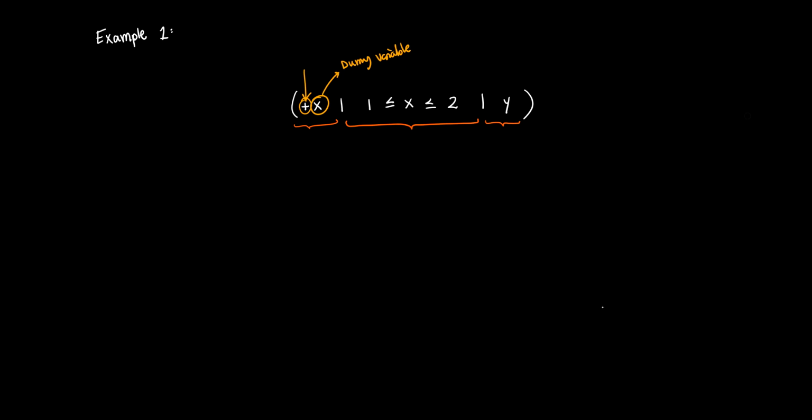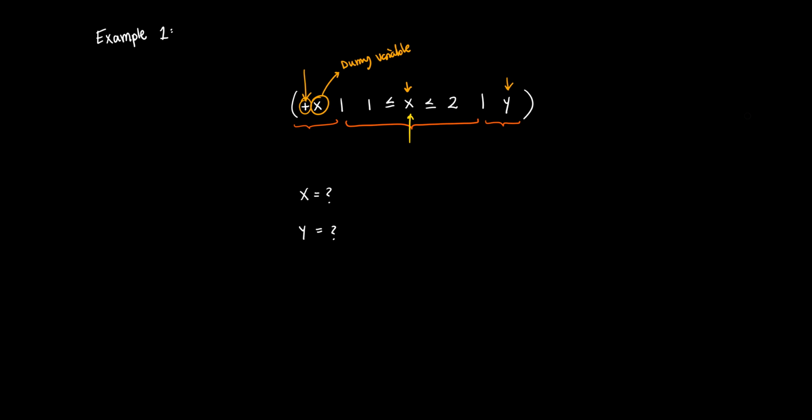Let's take a look at all of the other variables that appear in here, and let's try to determine whether or not they're free or bound. So let's think about x, and let's think about y. Specifically, let's take a look at this occurrence of x right here and this occurrence of y right here.